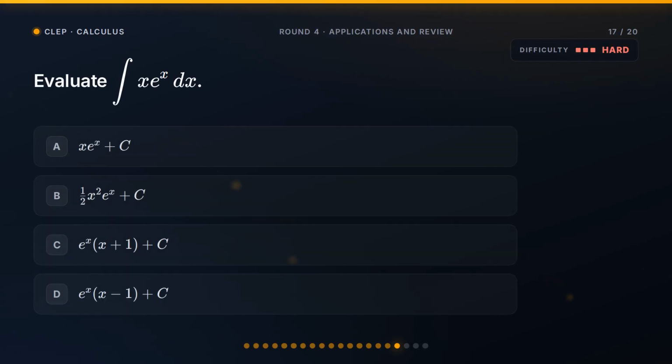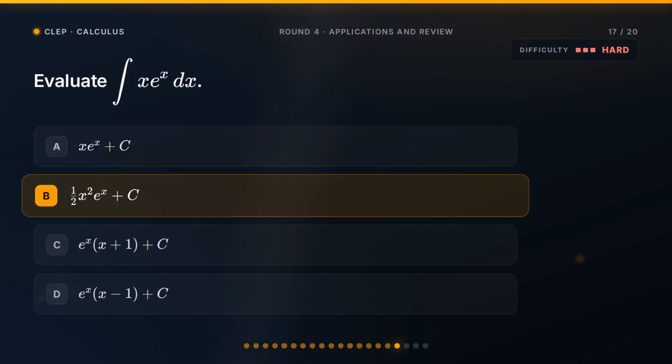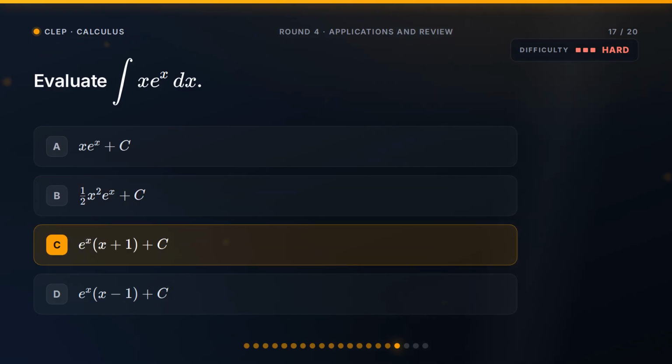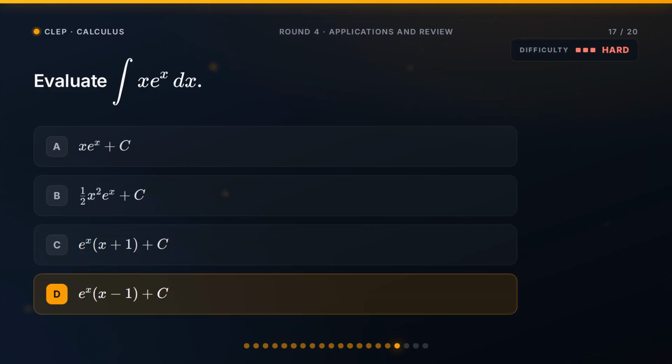Question 17. Find the indefinite integral of x times e to the x dx. A. e to the x plus C. B. 1/2 x squared e to the x plus C. C. e to the x times the quantity x plus 1 plus C. D. e to the x times the quantity x minus 1 plus C.